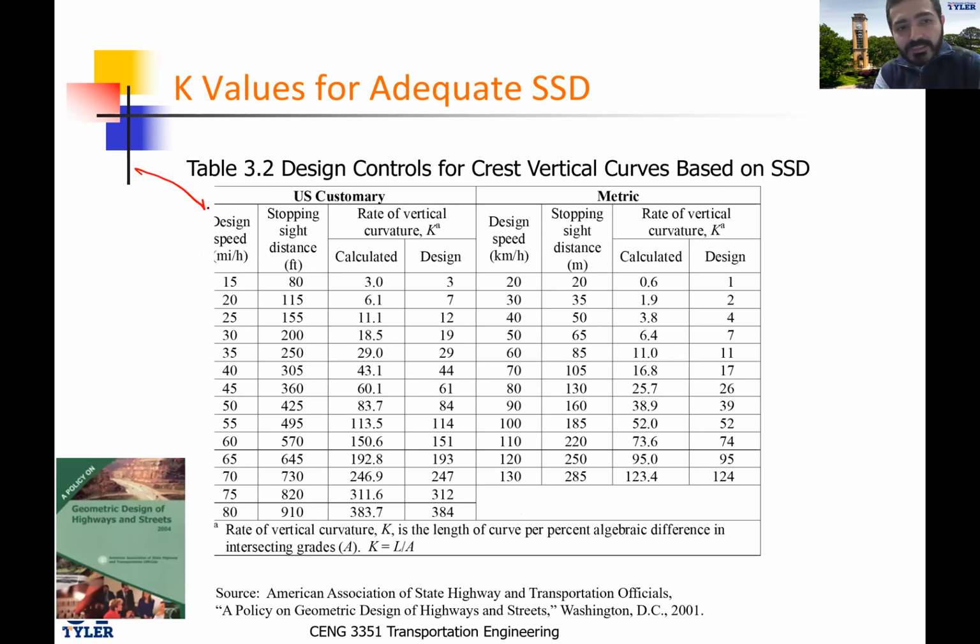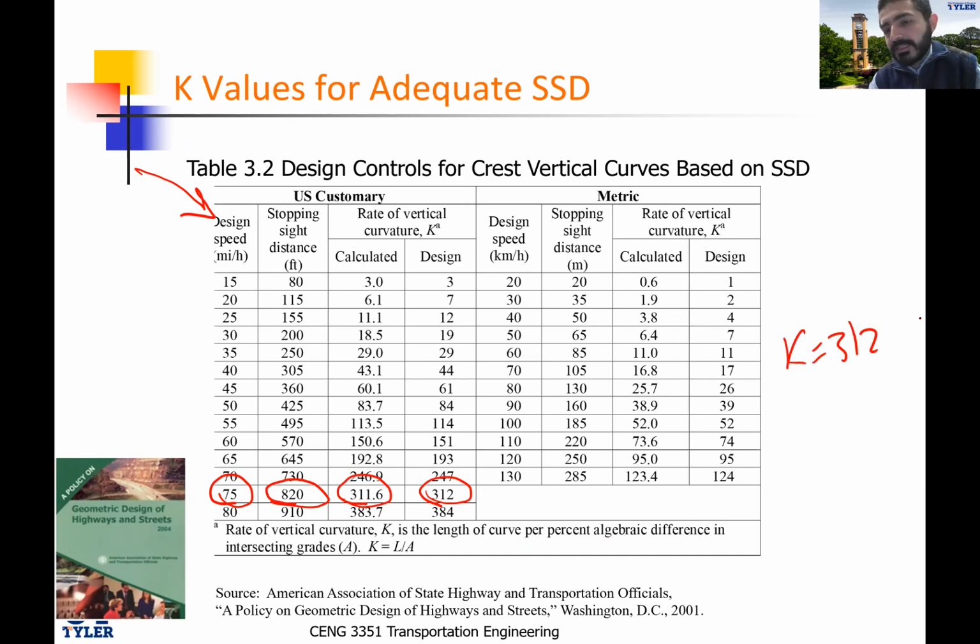If I know the design speed, let's say again 75 miles per hour, I know the stopping distance is that much. I know the calculated K and the recommended K. So once I know the K, this is a simple table. Once I know the K is equal to 312.